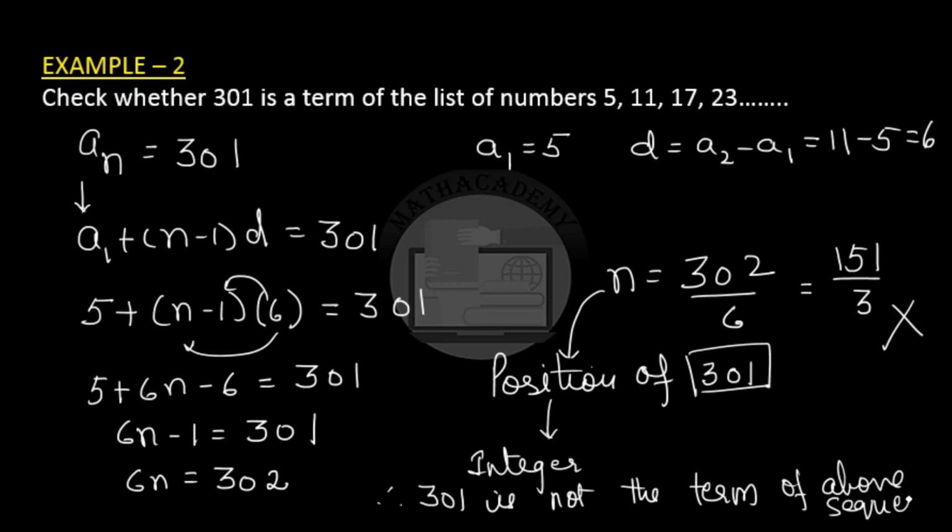I hope this much is clear. So whatever term is given to us, assume it to be the nth term. Using the first term and the common difference, find out the value of n. If n has an integer value, that term exists in the sequence at that particular position, and if n is fractional, the position of a term can only have an integer value, it can't be fractional, and hence we say that the given number is not a term in the given sequence. So I hope these two examples are very clear to everyone.